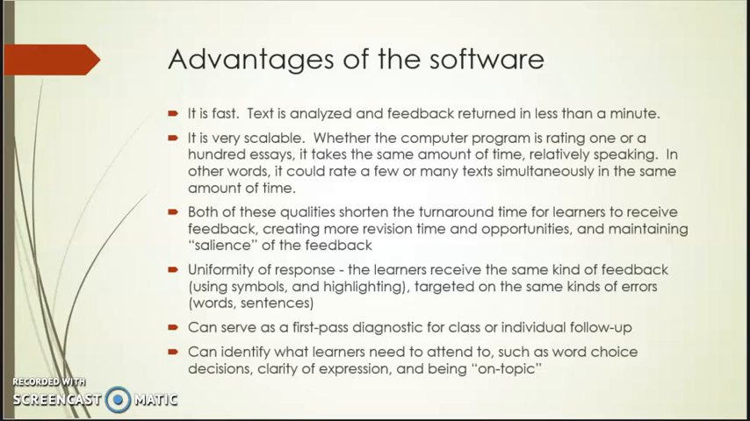Uniformity of response. The learners receive the same kind of feedback using symbols and highlighting, targeted on the same kinds of errors, words, and sentences. It can serve as a first pass diagnostic for class or individual follow-up. It can also identify what learners need to attend to, such as word choice, decisions, clarity of expression, and being on topic.